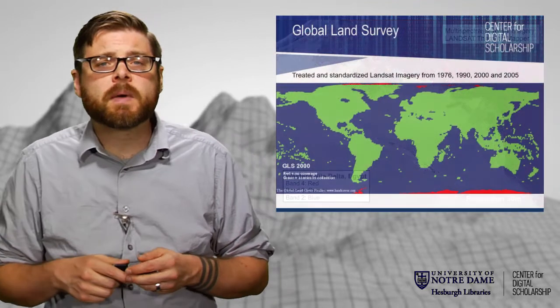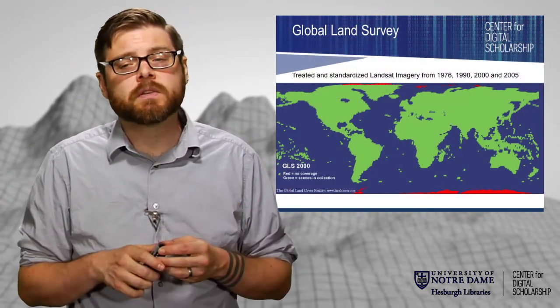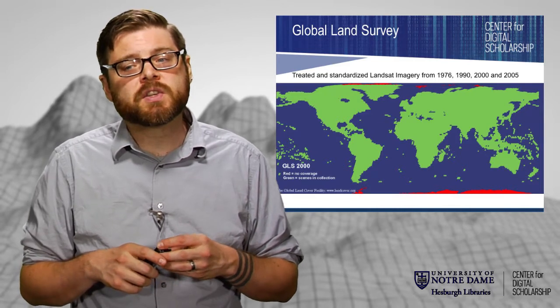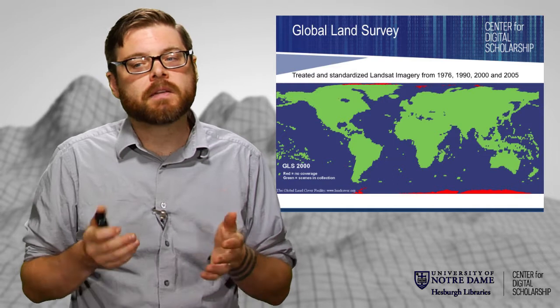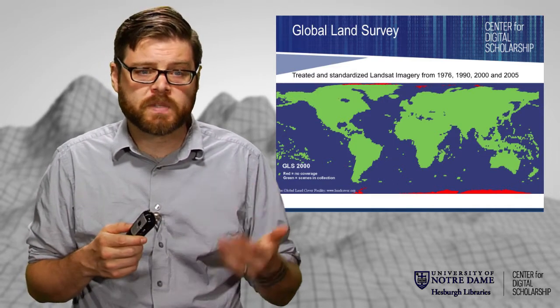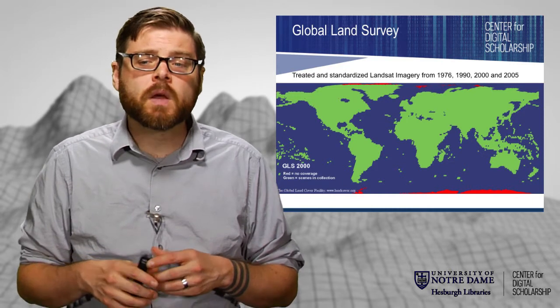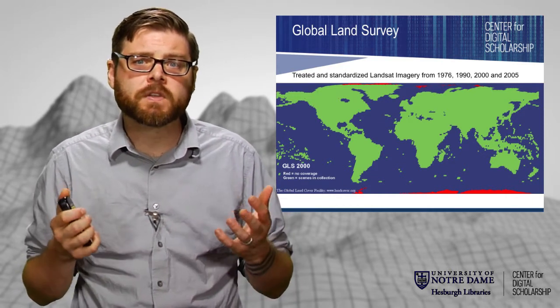Now, one of the neat things about Landsat imagery is something called the Global Land Survey. And these are standardized, treated Landsat imagery for the entire globe at 5 different times throughout the tenure of the Landsat satellite. Now, why is this important to have a treated and standardized surface like this?